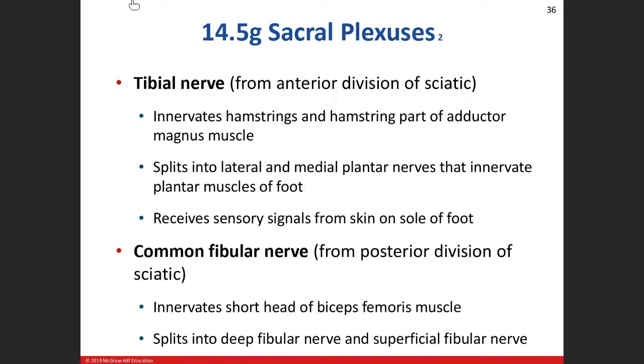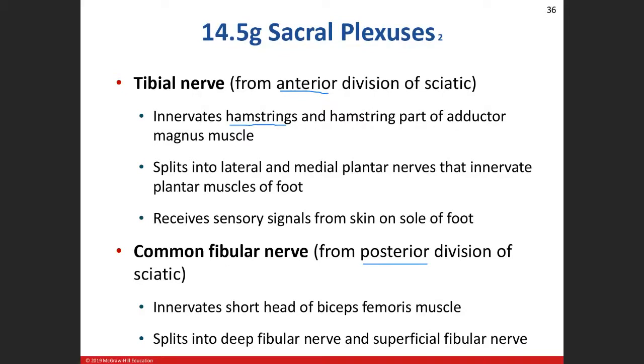So, tibial nerve. When the sciatic nerve splits, it will split into the tibial nerve and the common fibular nerve. The tibial nerve is anterior divisions. The common fibular nerve is posterior divisions. So we're going to see how the anterior is going to innervate the hamstring muscles, which are flexors. Remember what we said, the anterior divisions are going to have a tendency to innervate the flexors.